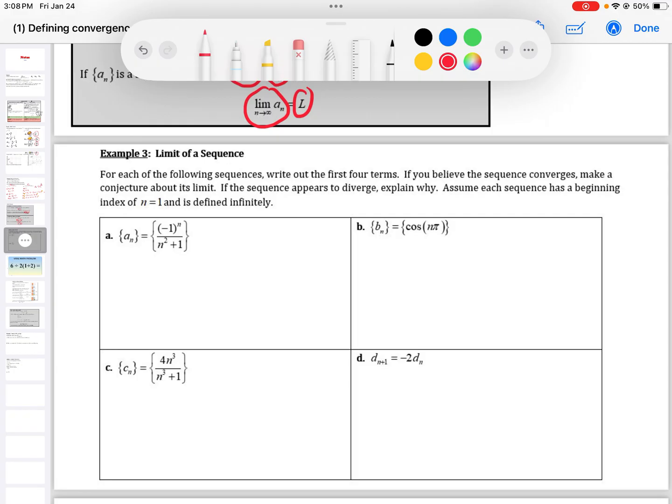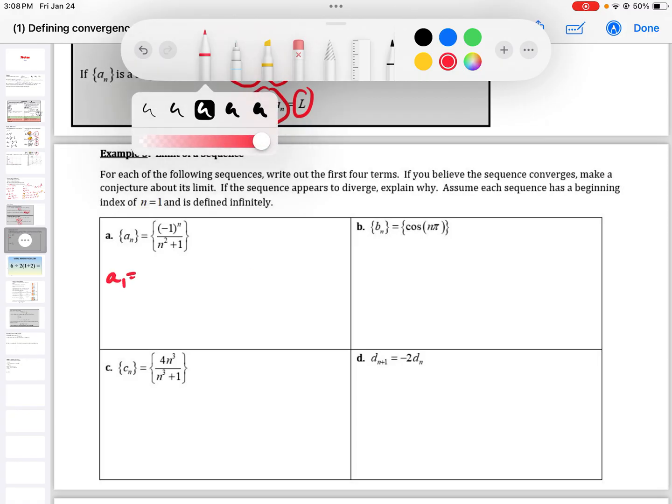So for each of the following sequences, write out the first 4 terms. If you believe the sequence converges, make a conjecture about its limit. If the sequence appears to diverge, explain why. And assume each sequence has a beginning index of 1 and is defined forever, indefinitely. All right, so A of n.